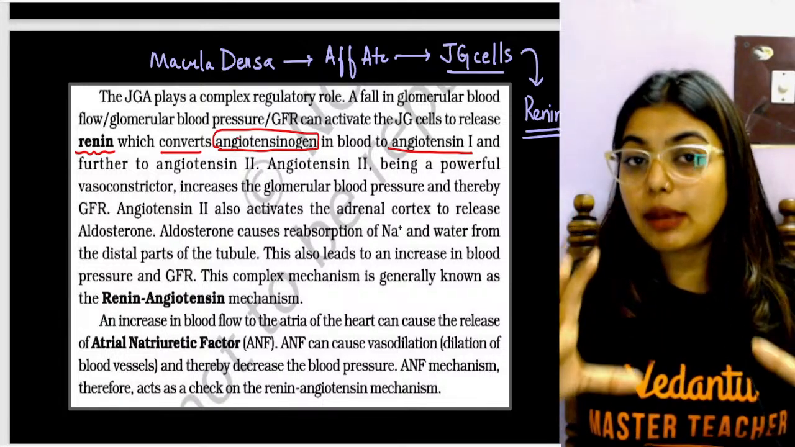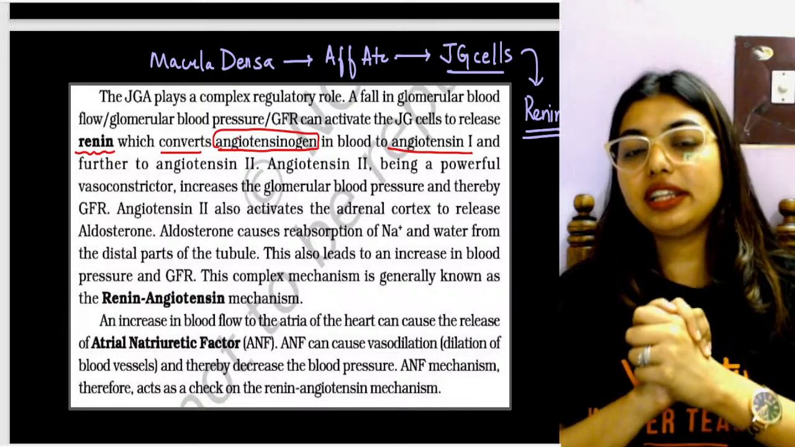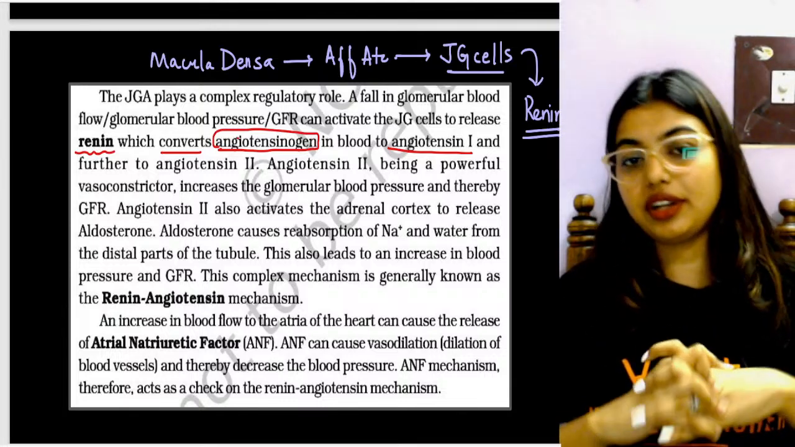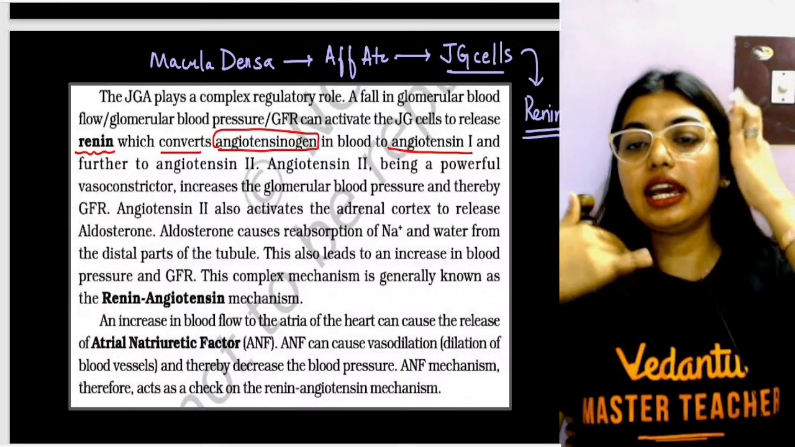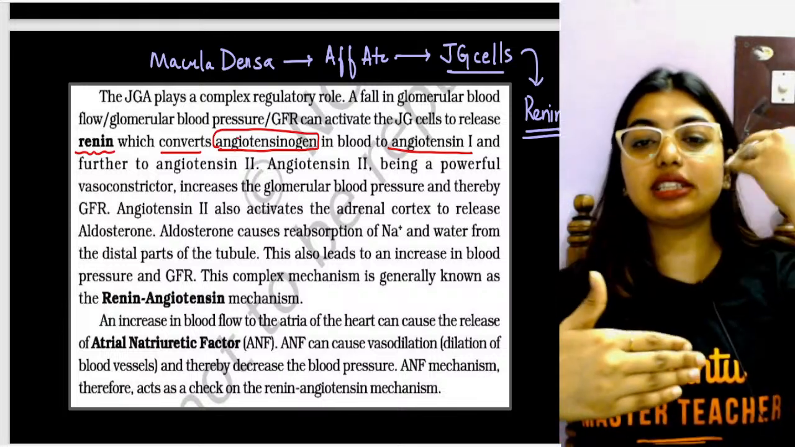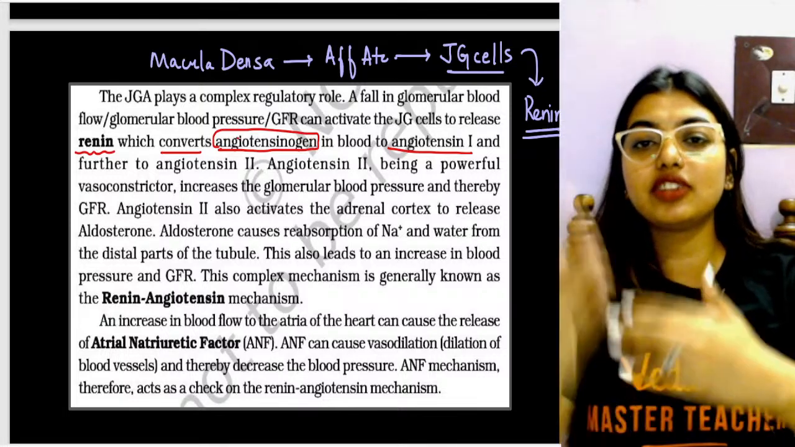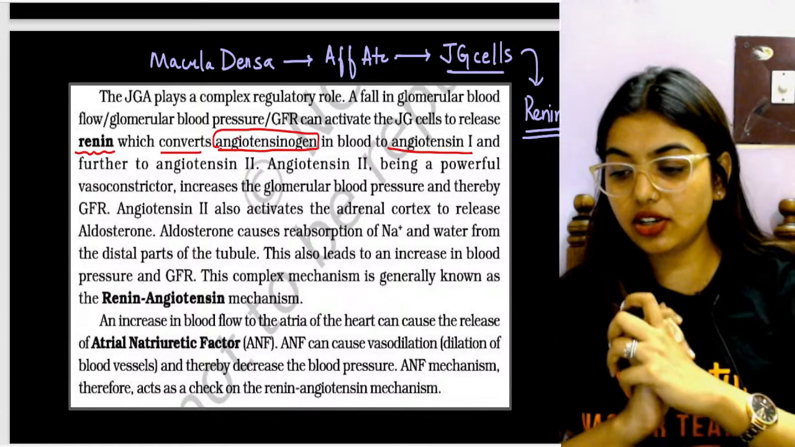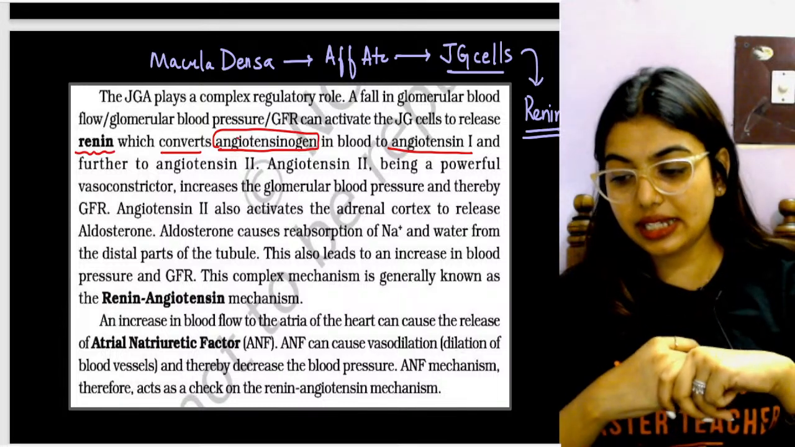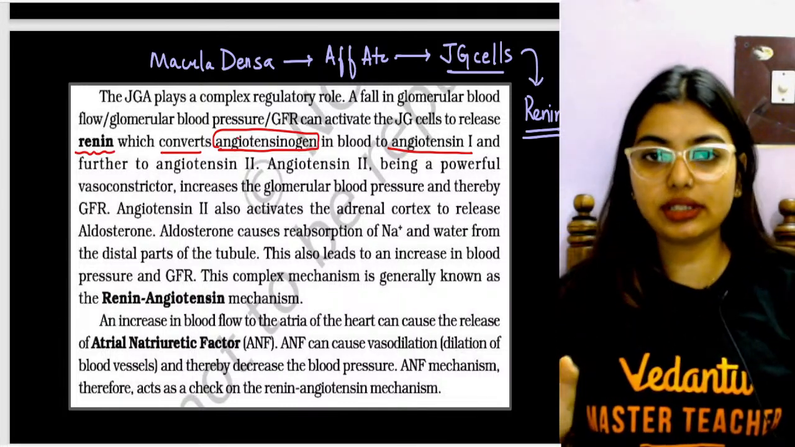So at the end, what happens? You will not go for that party that you wanted to go. You will not go out. Okay, same thing only. Renin will tell angiotensinogen, angiotensinogen will tell angiotensin 1, angiotensin 1 will tell angiotensin 2. Clear or not? Okay. Yes. So finally, you will not go out. That is the moral of the story.